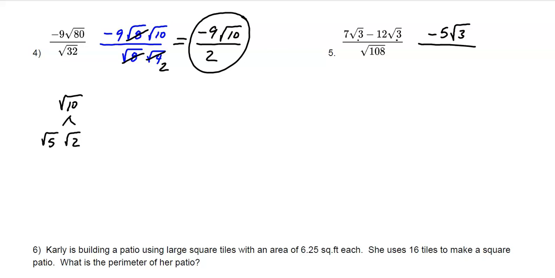And on the bottom, I have radical 108. If I wanted to, I could see if maybe 3 goes into 108. 3 does. 3 goes in there 36 times. So radical 3 times radical 36. And I wanted to know if 3 went in there because I wanted to cancel out those radicals. And now I can just simplify because the square root of 36 is just 6.